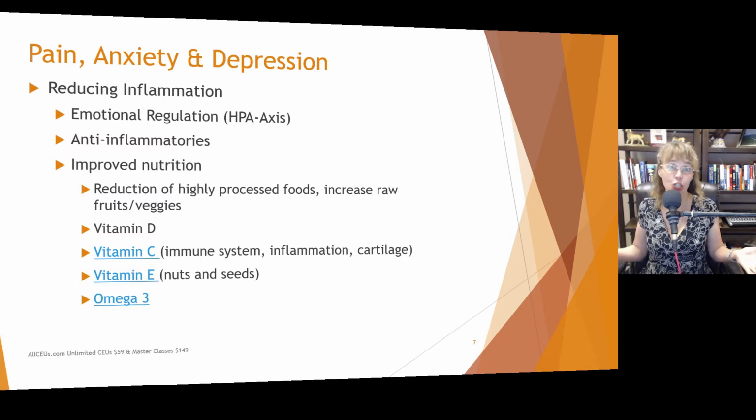Anti-inflammatories have shown some promise in actually helping people improve their mood. Now, I don't know about you, but when I'm not in pain, I tend to be in a better mood. Pharmacokinetics aside, I tend to be in a better mood when I'm not in pain.